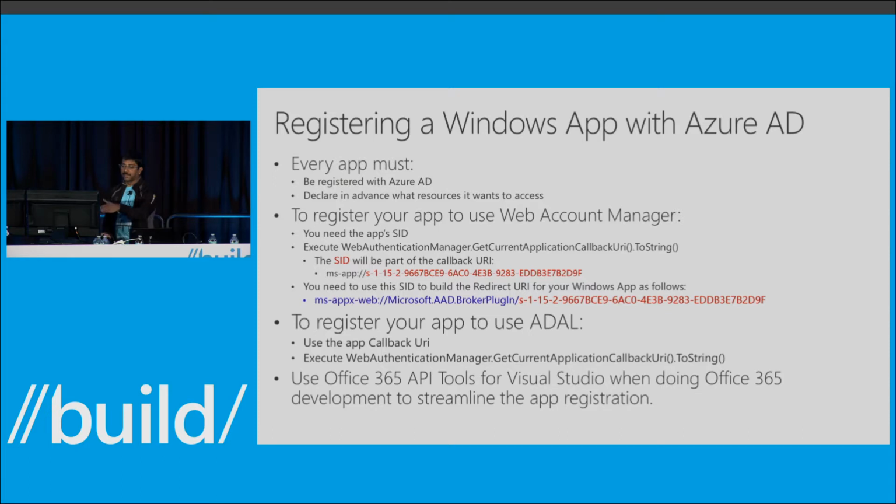If you're using ADAL, you don't have to worry about this. You can go with your callback URI that you get from the Web Authentication Broker API. So that's totally valid. If you use the Windows 10 stuff, you need to make sure you use the blue and red together.